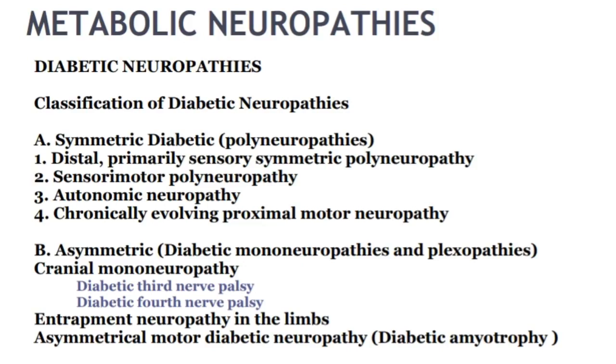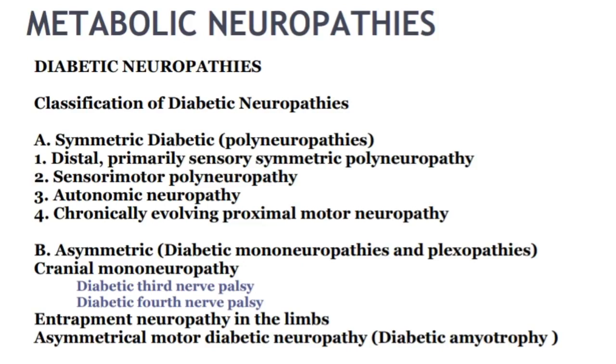A. Symmetric diabetic polyneuropathy. First, distal primarily sensory symmetric polyneuropathy. Second, sensory motor polyneuropathy. Third, autonomic neuropathy. Fourth, chronic evolving proximal motor neuropathy. B. Asymmetric diabetic mononeuropathies and plexopathies. First, cranial mononeuropathies like diabetic third, diabetic fourth or sixth or seventh. Second, entrapment neuropathy in the limbs. And third, asymmetrical proximal motor neuropathy, which is called diabetic amyotrophy.